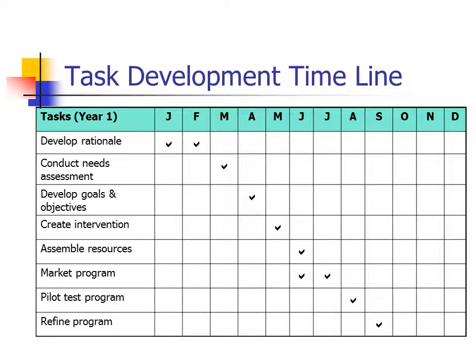All right, so here's an example of a TDTL, Task Development Timeline. Down the left-hand side, you have the tasks to be accomplished, and across the top, the letters represent the months of the year. And so you identify when you want to have accomplished each of the tasks. So you're setting aside a couple of months to do your background work and develop your program rationale, do your needs assessment in March, develop your goals and objectives in April, and so on and so forth.